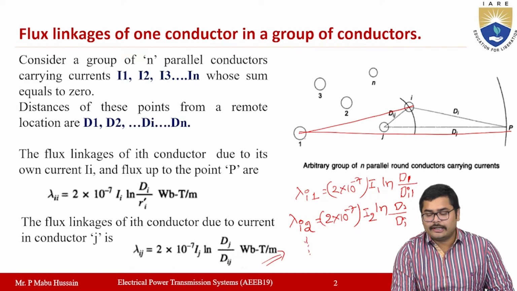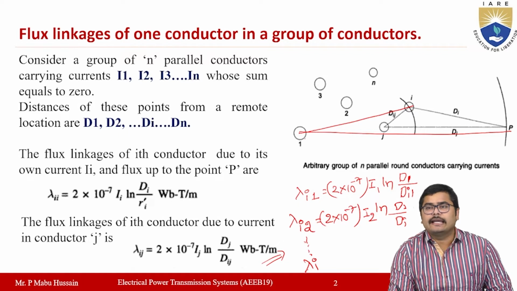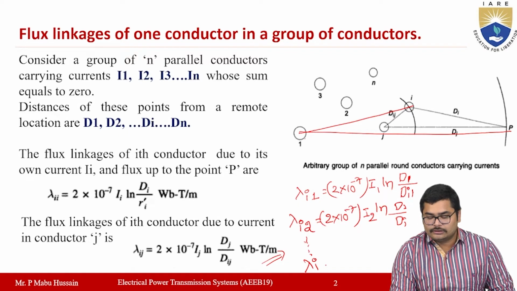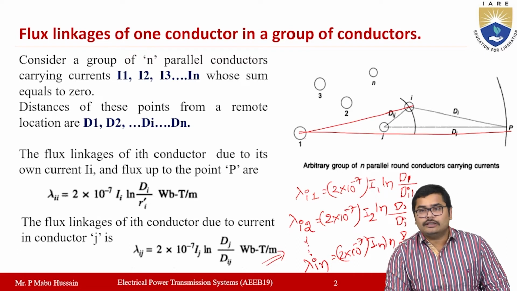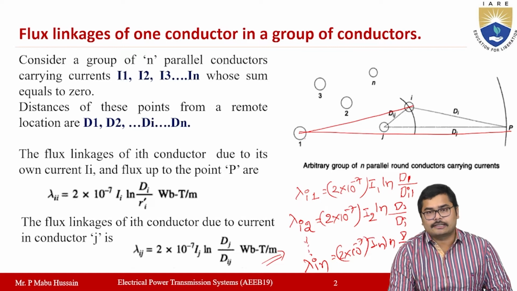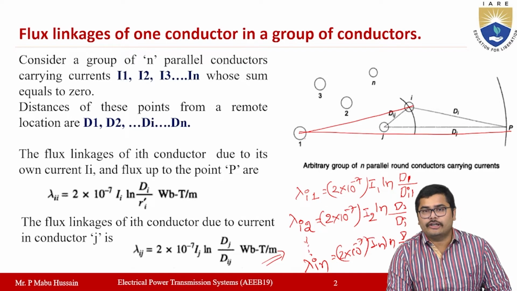Like this, you can write the flux linkages of the ith conductor due to current flowing in each and every conductor, up to n. So lambda in will be equal to 2 into 10 power minus 7 I_n ln dn by din. Okay, so these are the flux linkages of one conductor i due to current flowing in all other conductors.